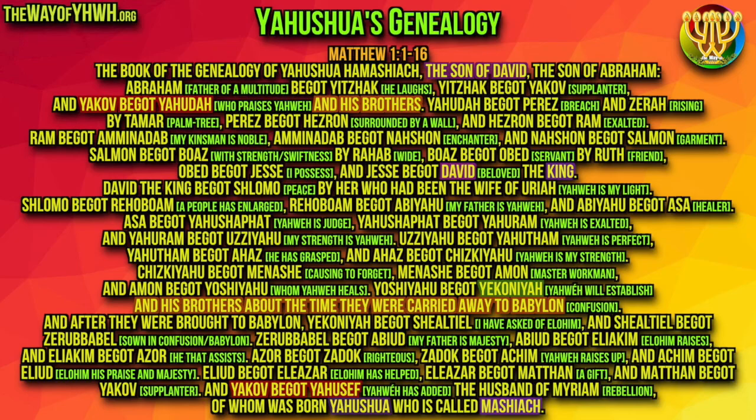The supplanter who praises Yahweh will breach and rise through the palm tree that is surrounded by a wall and is exalted. My kinsman is noble, meaning a family member or a brother who is a king. So for instance, like in the story of the prodigal son, there were two sons, one who was the firstborn and his brother, who got the clothing of a king when he repented and came back to his father. So the last is the king, the first is the Kohen Gadol, the high priest. So it's interesting here that he's saying my kinsman is noble, like if Messiah was talking about his brother, the second coming, the prodigal son.